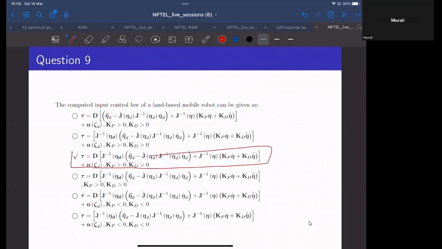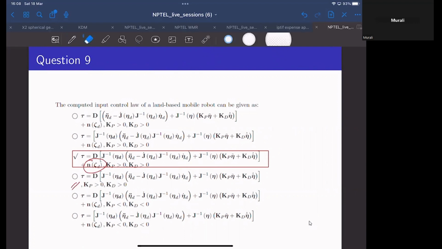Yeah, option C is indeed correct, because this feedback linearization term is basically missing in this equation. In that regard, option 3 is indeed correct, because that is more or less in line with what we have derived. All the terms are basically matching with the derivation that we have just seen right now.